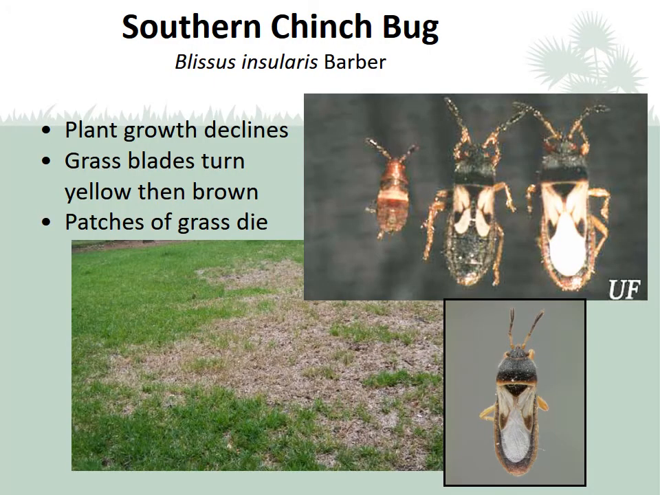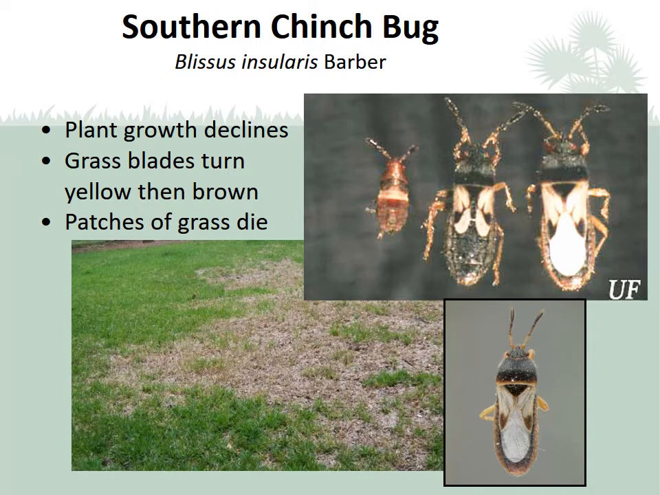The southern chinch bug is a pest of St. Augustine grass, and it seems like every dead patch in somebody's St. Augustine lawn is blamed on chinch bugs. And you're going to find out when we cover diseases of turf that this isn't always necessarily true. But we do have chinch bugs in Hernando County, and they are potentially very destructive insects.